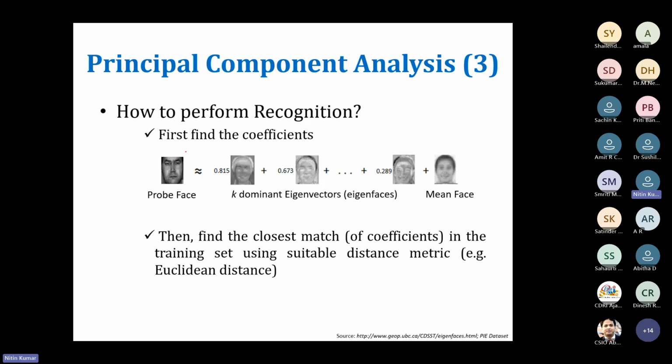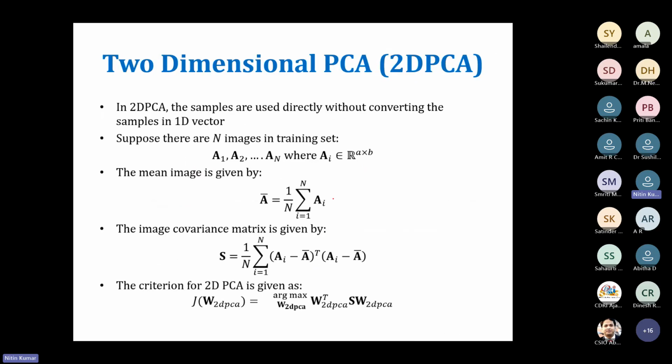Now, first of all, how do we perform recognition in that case? If it is a probe phase, each of these eigenvectors is used and these coefficients are determined, just like we had done the transformation. And we add the mean face, and based on these coefficients, we can find out the closest match, like the Euclidean distance.